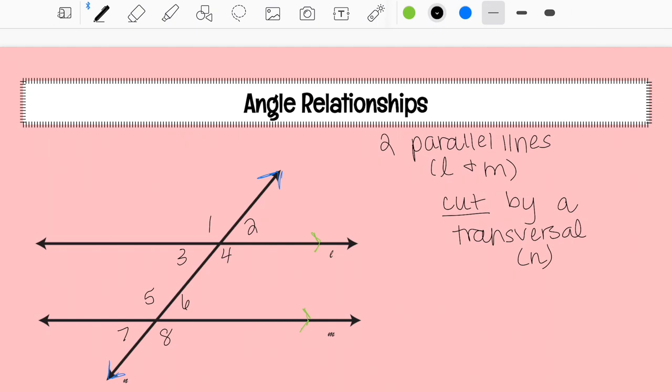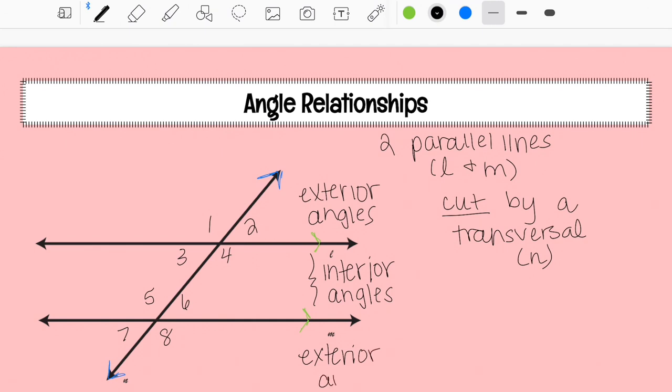In our sandwich, we have the inside angles, and that's what we call the interior angles. If you think of the word interior, think of kind of like interior design. It's on the inside. So these are interior angles. And then on the outside, we have exterior angles. So our interior angles would be angles 3, 4, 5, and 6, and our exterior angles will be 1, 2, 7, and 8.